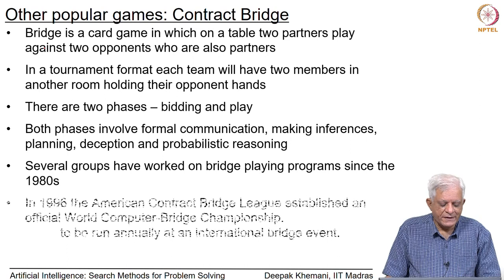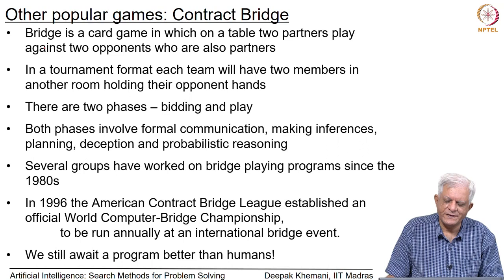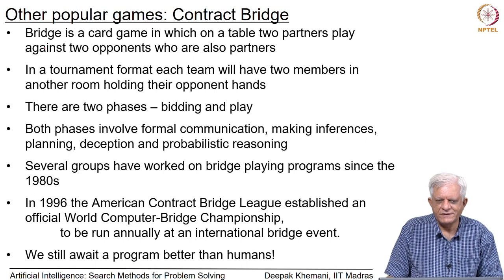The game has two phases. In the first phase, each side bids for a contract, and that is why it is called contract bridge. And in the second phase, they have to fulfill the contract, which means they have to make a certain number of hands or tricks as they are called in the game.